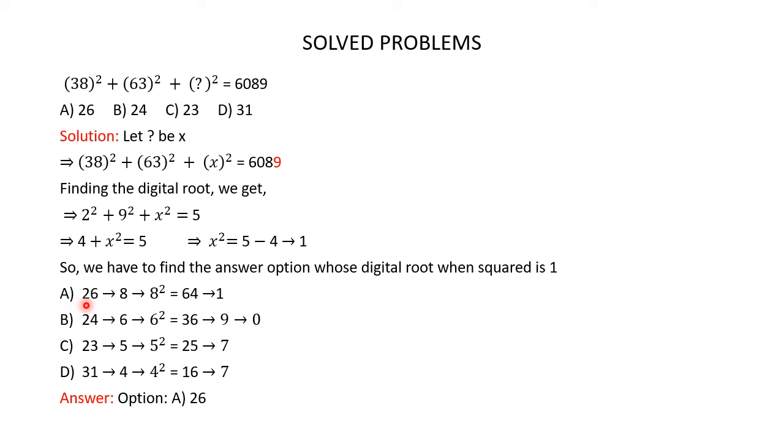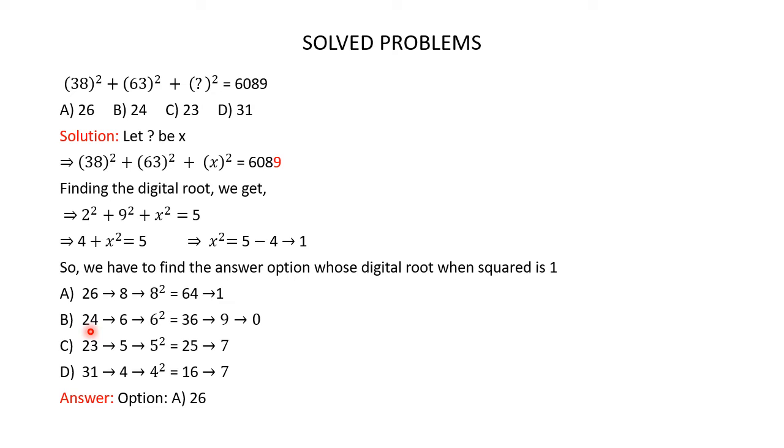So answer option A has 26 as a number and 2 plus 6 is 8. So now you have to square the digital root, that is 8 squared. 8 squared is 64 and 6 plus 4 is 10 and 1 plus 0 is 1.